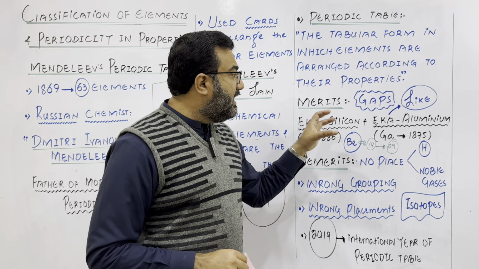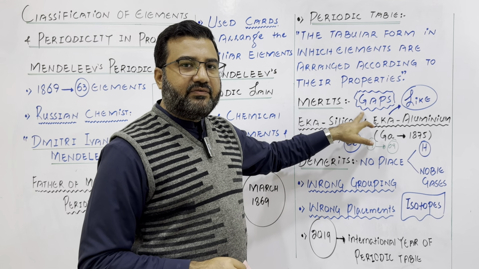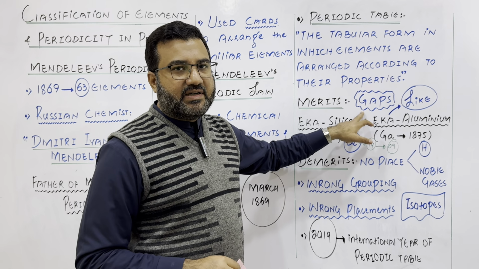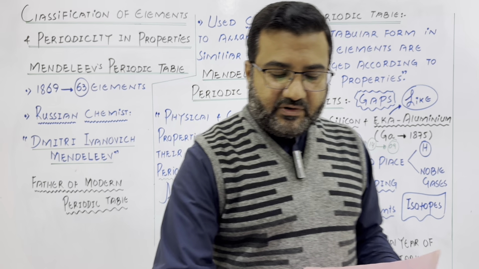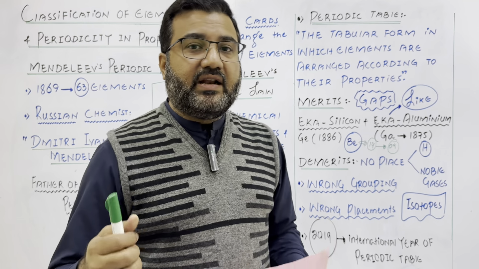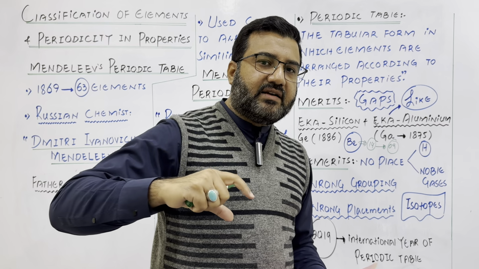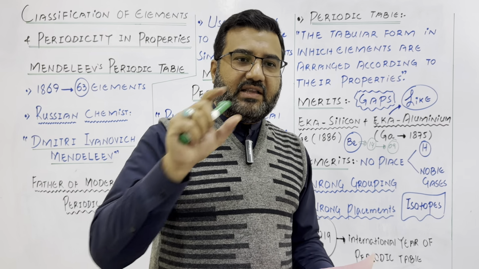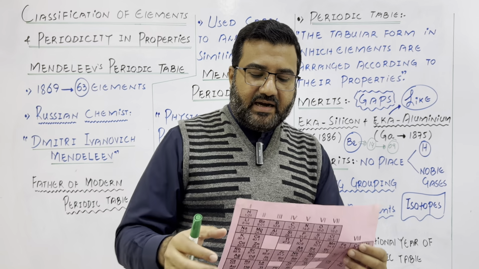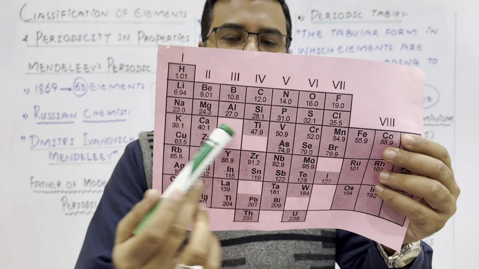Then the main merit of his periodic table was the gaps that he left for the undiscovered elements. There were some elements that were not discovered at the time of Mendeleev, but in his periodic table, he left the gaps or the places for these elements, which were not yet discovered but would be discovered in future. And when they are discovered in future, they will have these properties and they will be fitted in these gaps left in Mendeleev's periodic table.